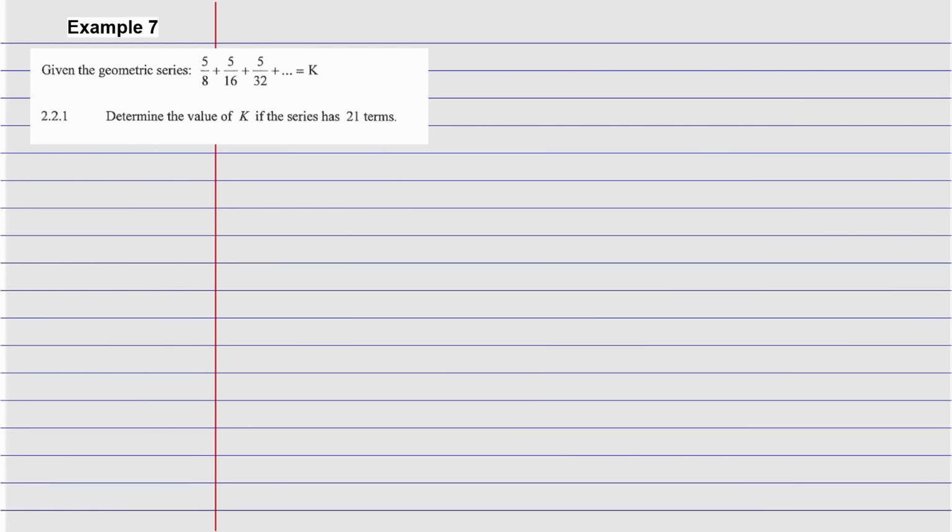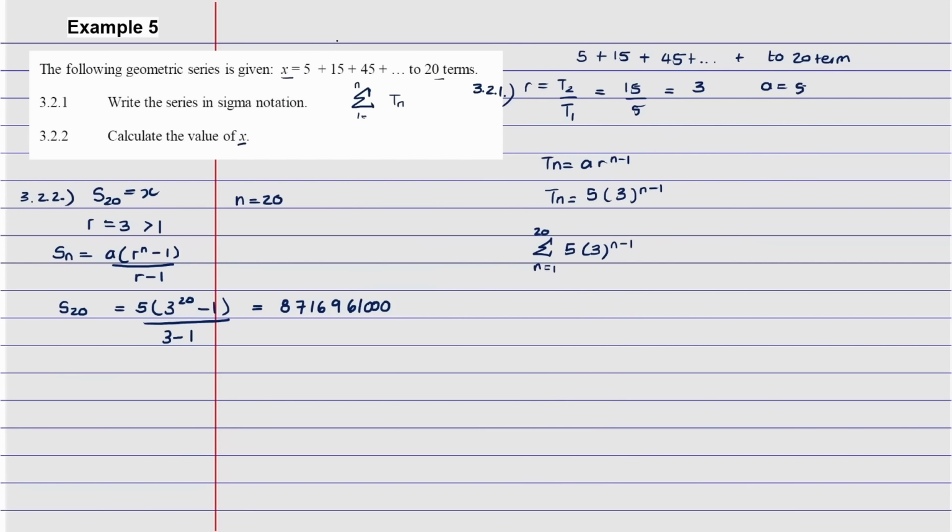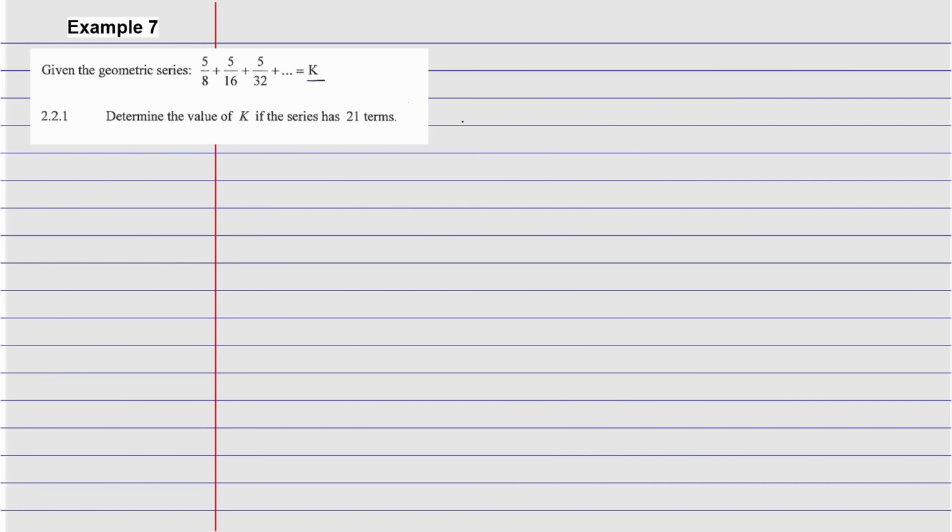So now let's do example 7, right? Example 7 says, given the geometric series 5 over 8, 5 over 16, then 5 over 32, then it continues, and they tell us that it's equal to k. If you look at this, it's exactly the same as one question that I did, but here the difference is that we're looking for 21 terms. They say determine the value of k if the series has 21 terms.